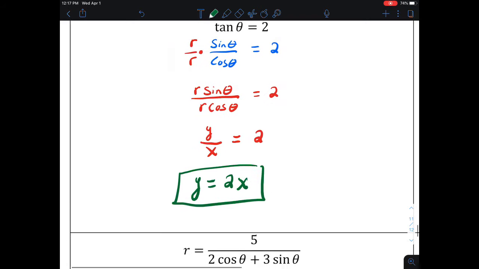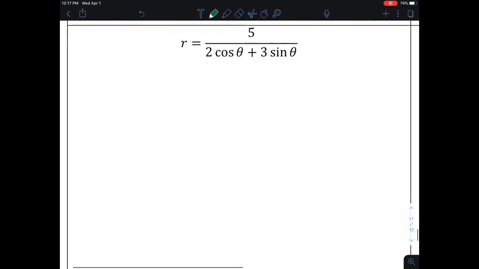All right, now let's look at a different one here. With the polar expression r equals 5 divided by 2 times cosine of theta plus 3 times sine of theta, in order for me to convert, I need to see the r being multiplied to the cosine and the sine. What I would do here to start this problem is I would multiply by this denominator. So I'd multiply both sides by 2 times cosine theta plus 3 times sine of theta. I'm going to multiply on the right, and I'm going to multiply here on the left-hand side.